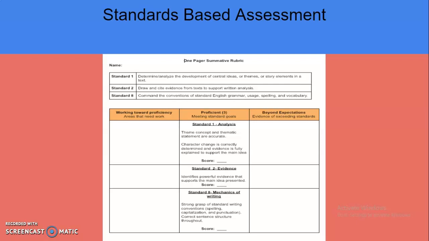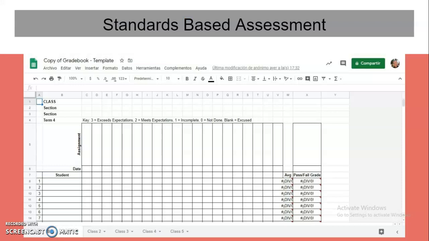We could even break it down to a 1-point scale. Is it proficient or not? Is it a 0 or a 1? Zeros and ones. We could go to a binary grading system.